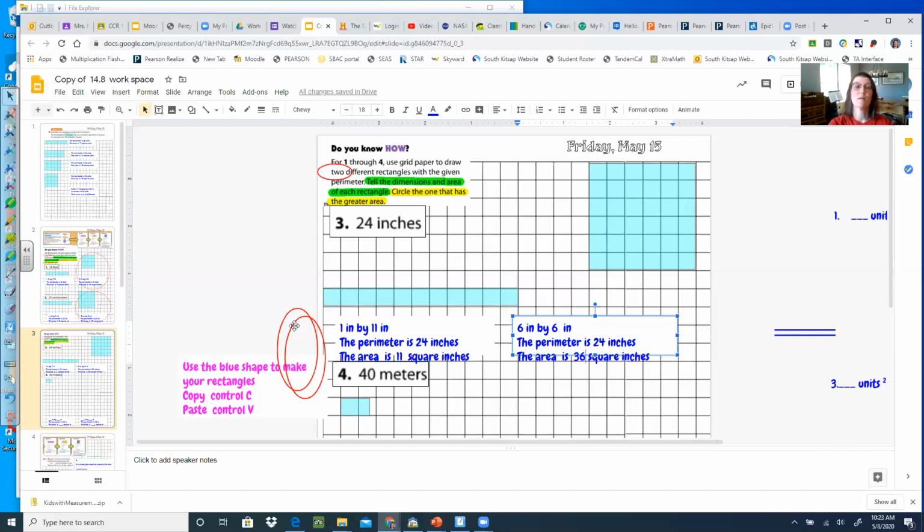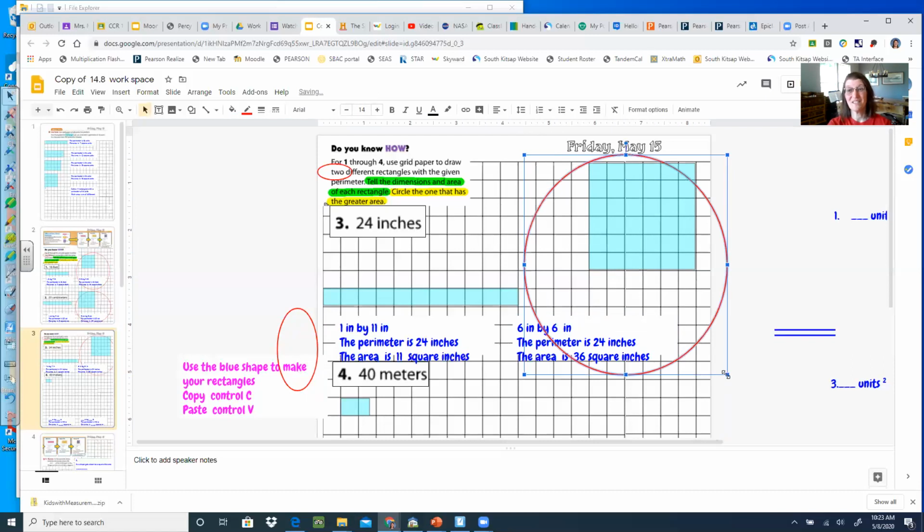Now we want to grab this, bring it over, and the square is significantly larger area-wise, more than 3 times the size of this guy. So even though they have the same perimeter, the square gives a lot more area. So if you were making a pen for your dog would much rather have a square than this long skinny guy.